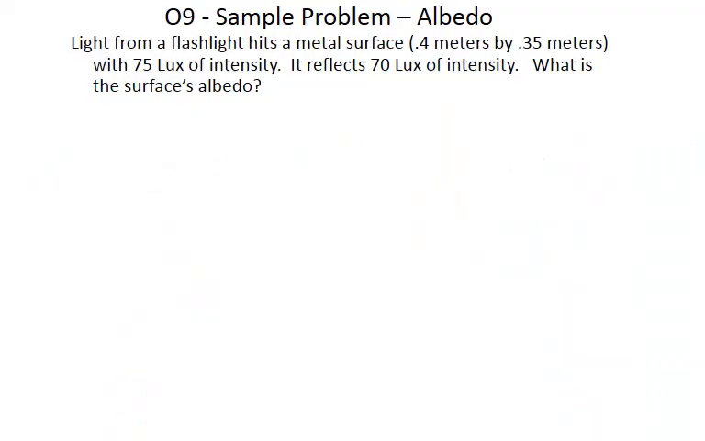All right, so we'll try this sample problem here. Light flashes on a metal surface. The surface is 0.4 meters by 0.35 meters, and the intensity is 75 lux. Lux is a watt per meter squared. It's the unit, though, for intensity of light. So just like in sound, we had a watt per meter squared. There's no special unit for intensity of sound, but for light, we use lux. And we want to find out the surface's albedo. So go ahead and pause the clip and give this a try, and then when you're ready to check, you can hit play to continue.